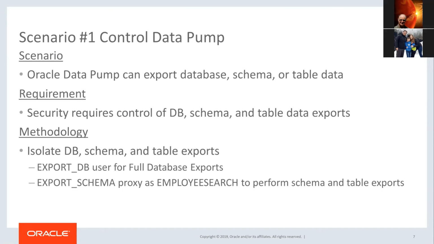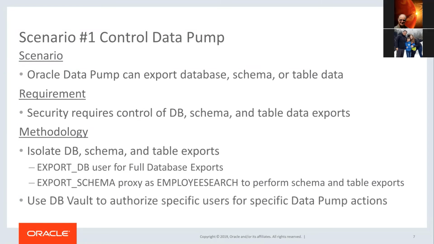So we'll have a user called export schema and a user called export table, and they will proxy as if they are employee search, and they will export that data. They don't know employee search's password, but they can proxy and act like him and perform this Data Pump export. It's a really powerful way to get data out of the database without providing the application credentials to the database administrators or to the person performing the export. And then we're going to use Database Vault when we enable it to authorize specific users to perform specific Data Pump actions. And I'm going to get to that on the next slide because there's some nuances here.